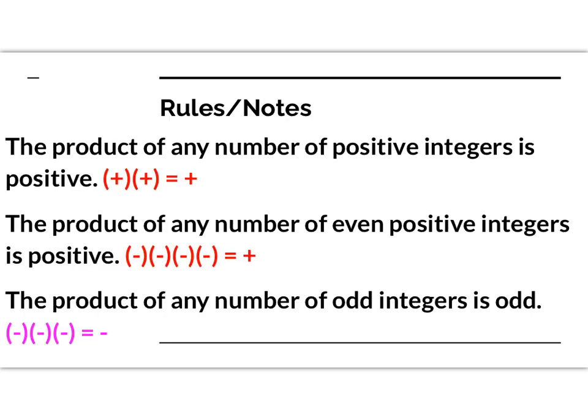Okay, here's the simple breakdown. Any two positives will make a positive. An even number of negatives will make a positive when multiplying and dividing. An odd number of negatives will make a negative.